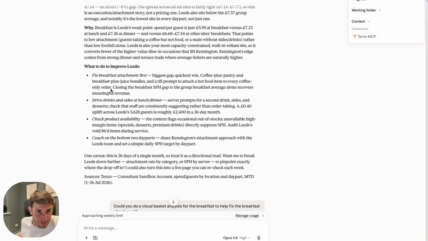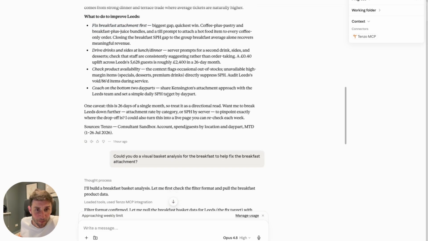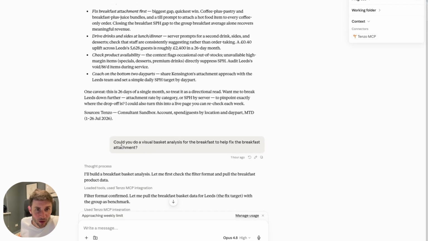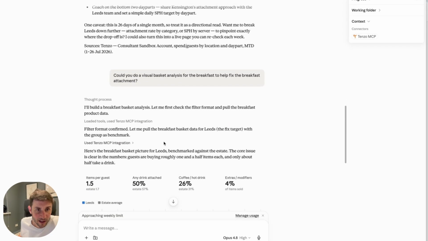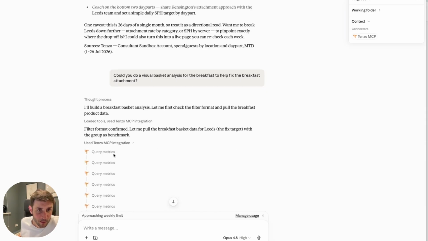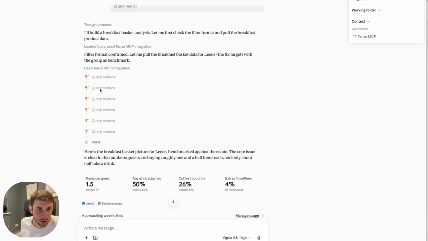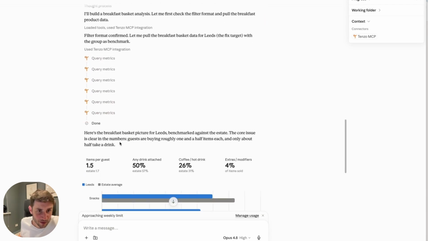So I wanted to then dive into this. How could we fix the breakfast attachment? Here it's saying coffee plus pastry and breakfast plus juice bundles. So I've asked it, could you do a visual basket analysis for the breakfast to help fix the breakfast attachment? Again, it is going to look at all the data that's in Tenzo, and it will pull a bunch of different query reports, so the quantity of what sold, what the sales were, etc.